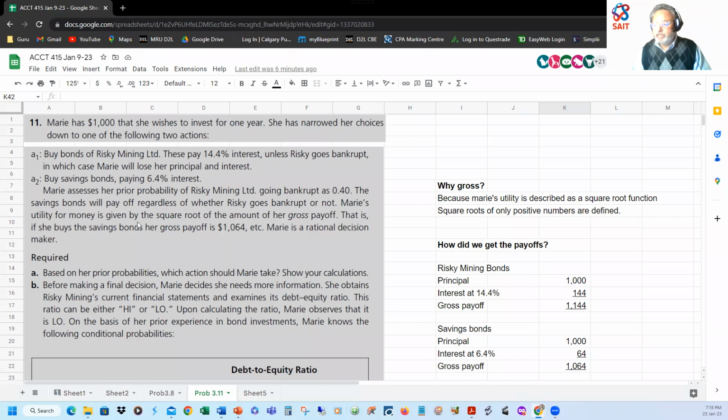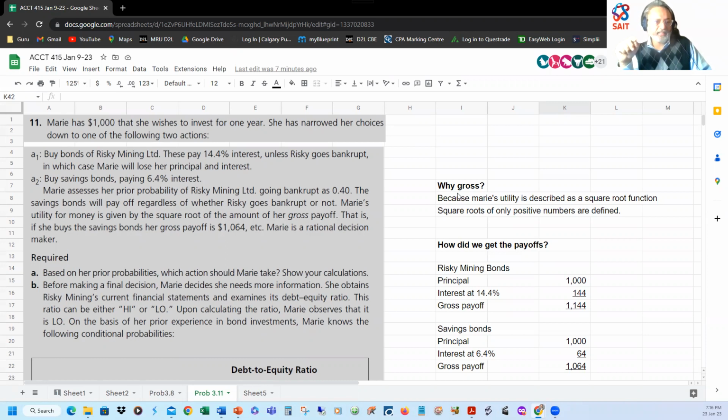Marie's utility for money is given by the square root of the amount of her gross payoff. In case you're wondering, why did they go with gross payoff here? Well, if Marie invests $1,000, and Risky Mining goes bankrupt and she gets nothing, the net payoff will be a loss of 1,000, so negative 1,000. And square roots of negative numbers are imaginary numbers, which are not defined.